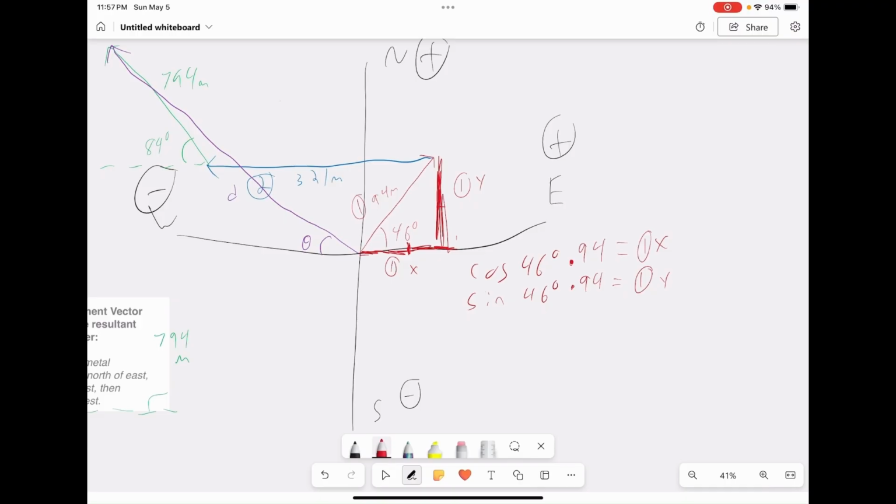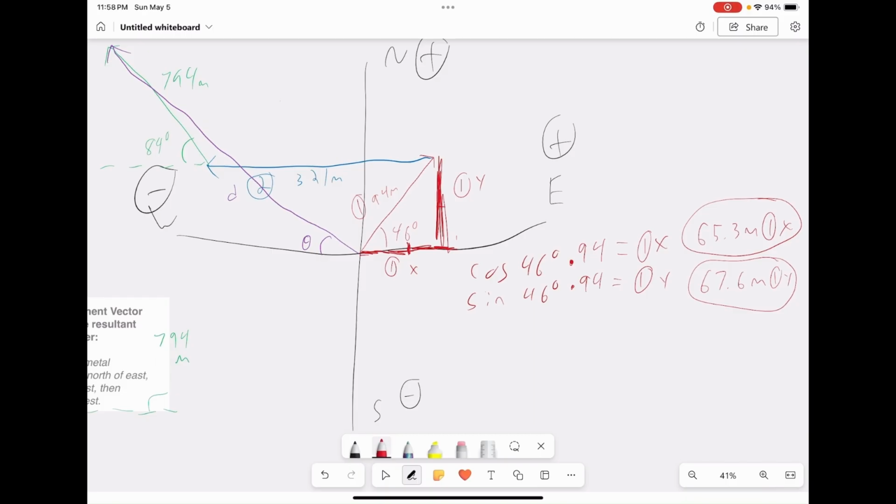46 times 94. I'm getting about 67.6 meters for my y. And I'm getting cosine of 46 times 94, 65.3 meters for my x component. And that makes sense. 46 is slightly more to the y direction than it is to the x, so I get them being close with slightly more to the y.